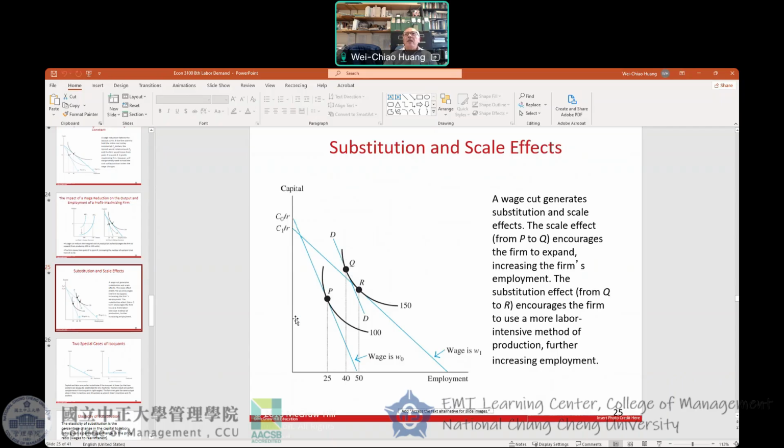These two effects cooperate with each other. They reinforce each other. Unlike in the previous chapter, where you got the income effect and substitution effect fighting against each other, offsetting each other, this time they're compounding, they are reinforcing, they are adding up together. For labor supply, I mean, labor demand in the long run definitely would increase from 25 to 50 when wage drops from W0 to W1, okay?